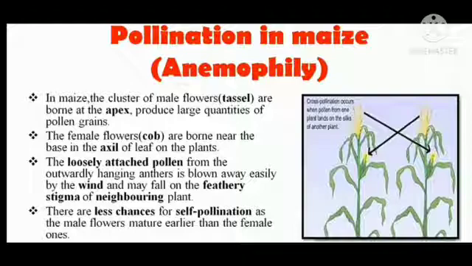Though the maize plant is a monoecious plant, meaning male and female flowers are both borne on the same plant, still there are fewer chances for self-pollination. Why? Because the male flowers mature earlier than the female ones.